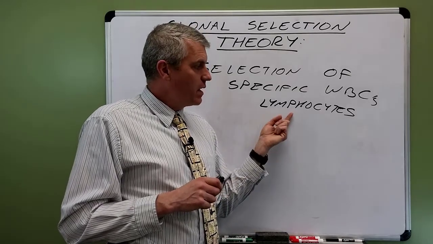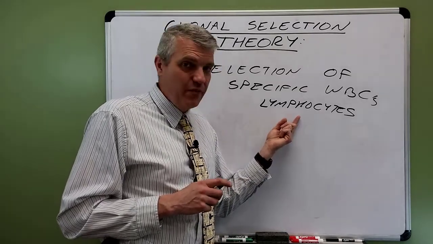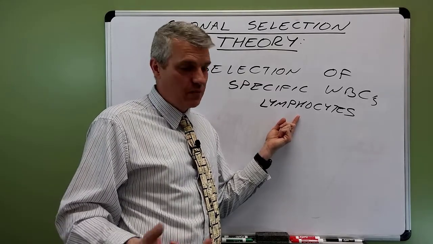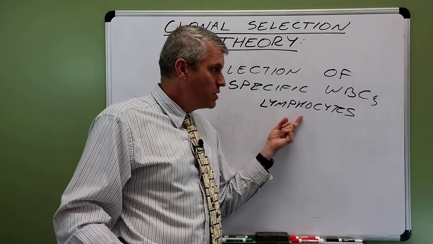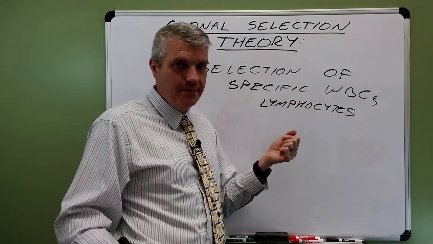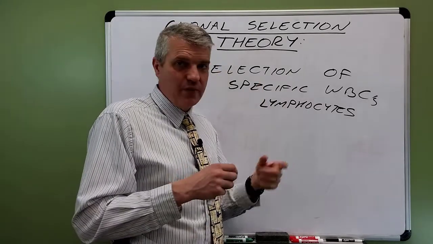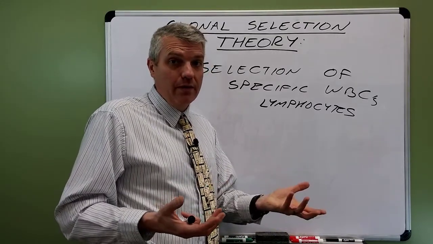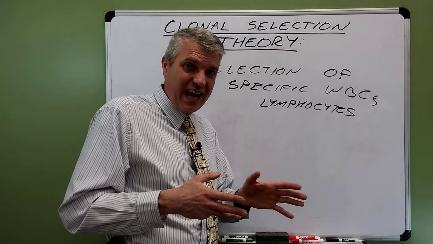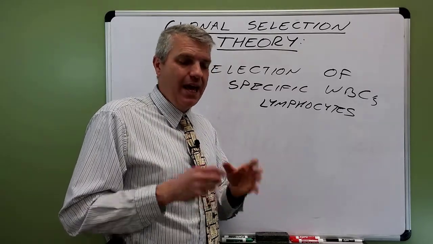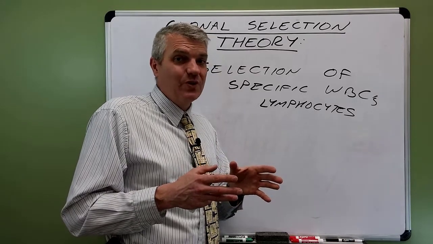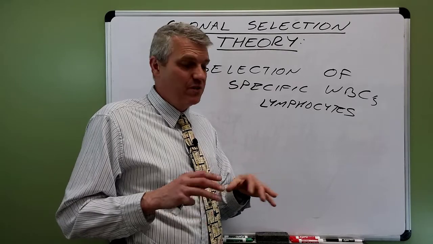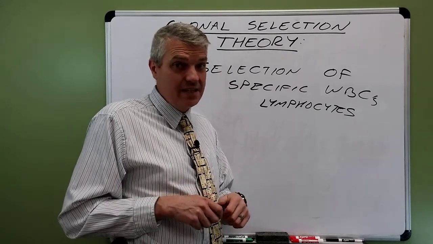So specific lymphocytes, those lymphocytes that happen to be able to recognize the alien antigen that we're trying to defend against, those lymphocytes are selected, and then those lymphocytes reproduce, and then we end up with defenses against those specific antigens for that specific alien. That gives us immunological memory so that we are ready to defend ourselves against this alien antigen for a long, long time, decades even.